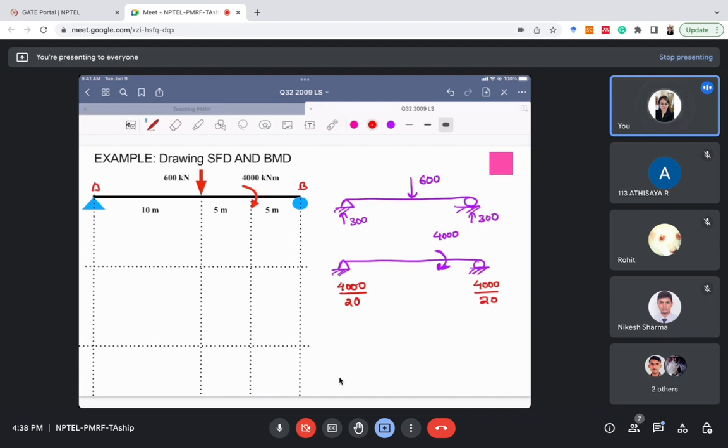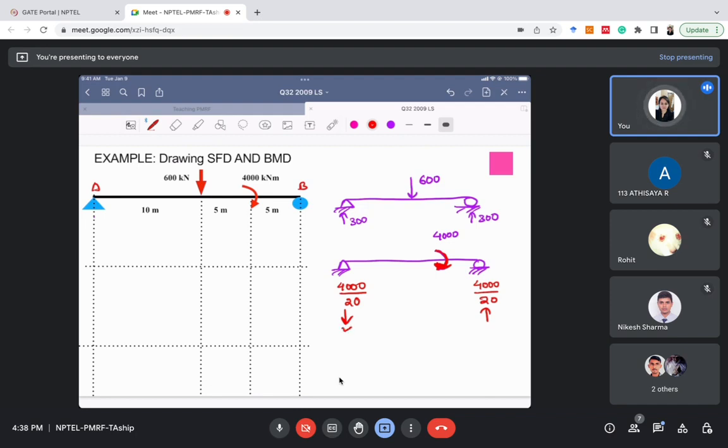And what will be the direction of the reaction? If the applied moment is in clockwise direction, the reaction will develop such that it forms an anti-clockwise couple. So the applied loading is clockwise, so the reaction will develop such that it will form an anti-clockwise couple. So how to draw that? Let me draw it first and then you'll tell me if I'm correct or not. Okay, for drawing an anti-clockwise couple, this should be the direction of the reaction.